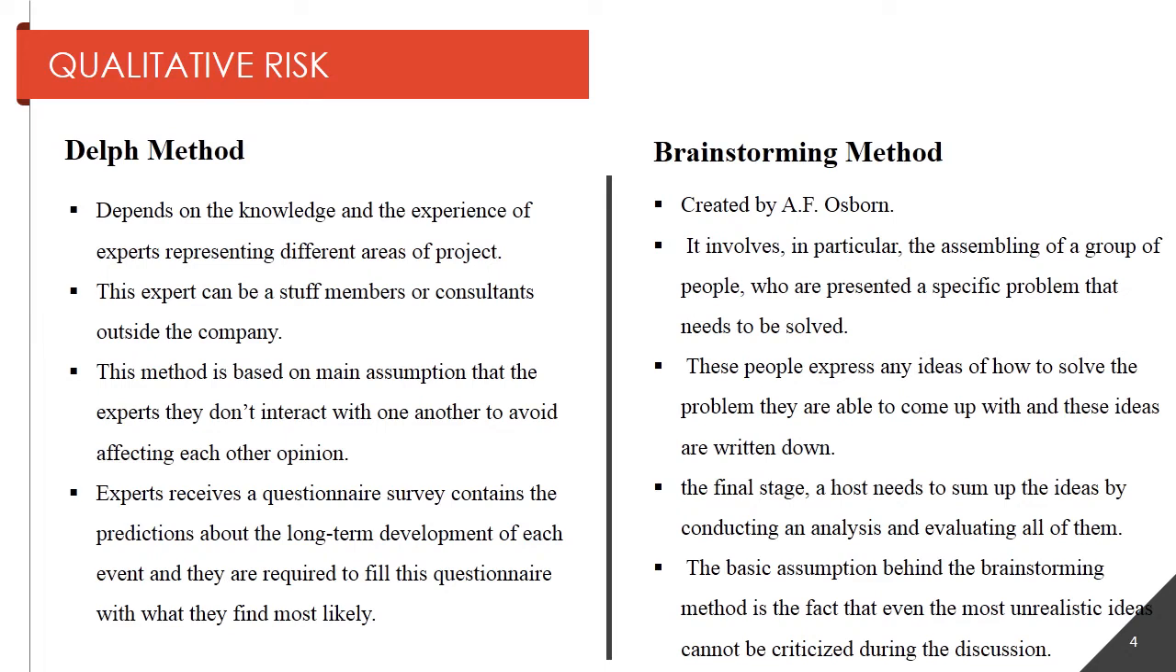The second method is the brainstorming method. This method was created by Osborne. It involves assembling a group of people who are presented with a specific problem, and they are required to solve this problem. These people express their ideas of how to solve this problem until they come up with an idea that can be suitable for the project and write it down.